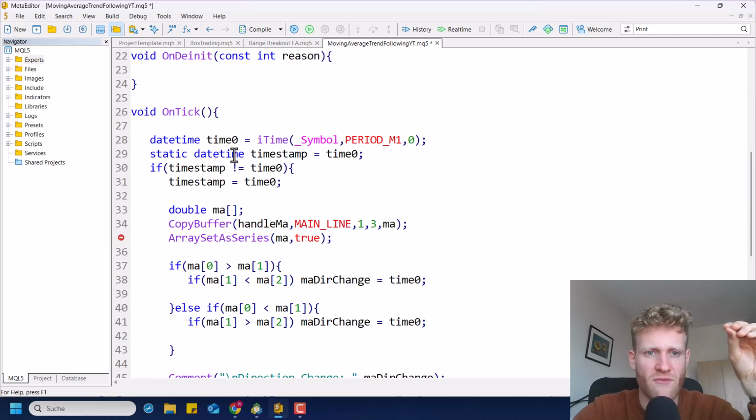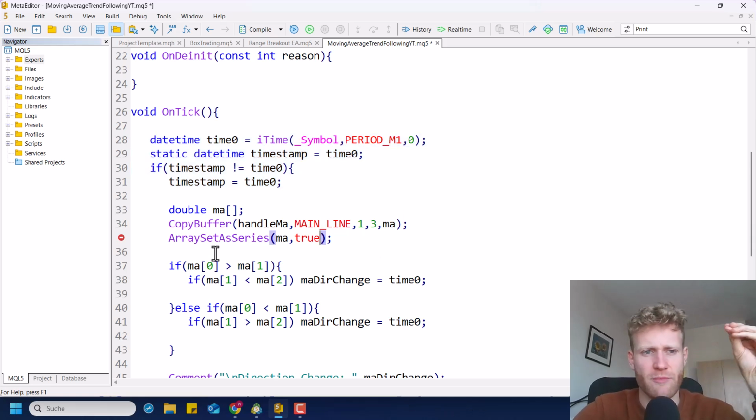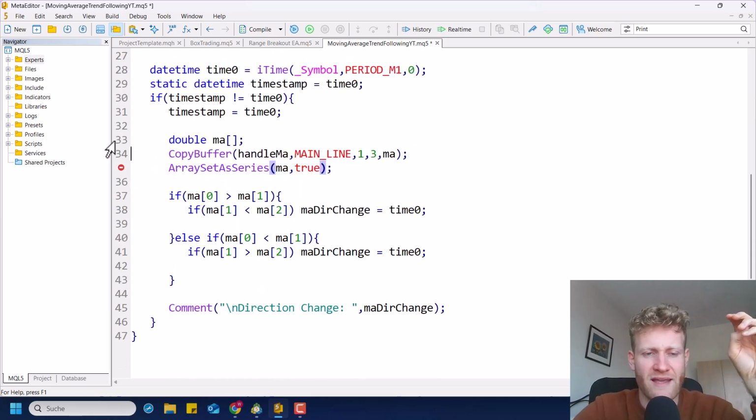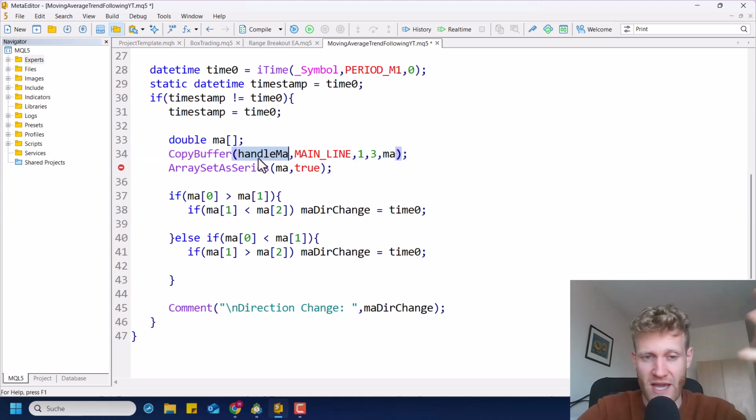And then in the OnTick function, we first of all check if there was a new 1 minute candle. This is just to speed up the testing process pretty much. And then we create a double array for the moving average. We store the last 3 values of the moving average that we get by using the handle in this array. We set it as series, so it's easy for us to work with it.